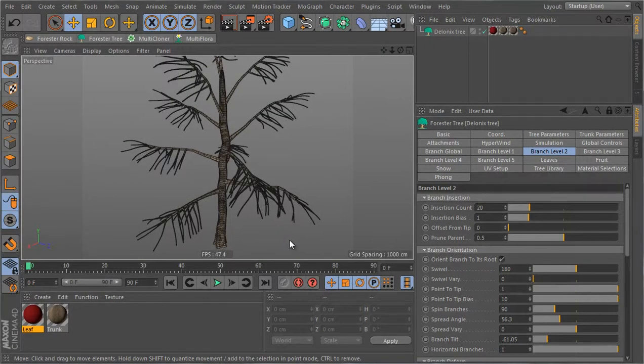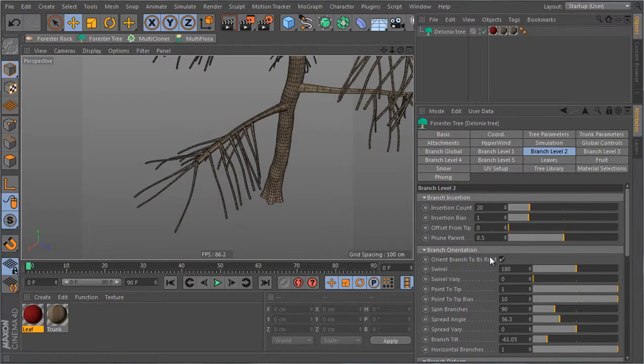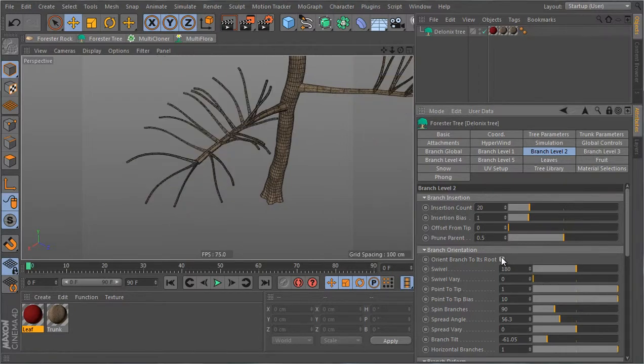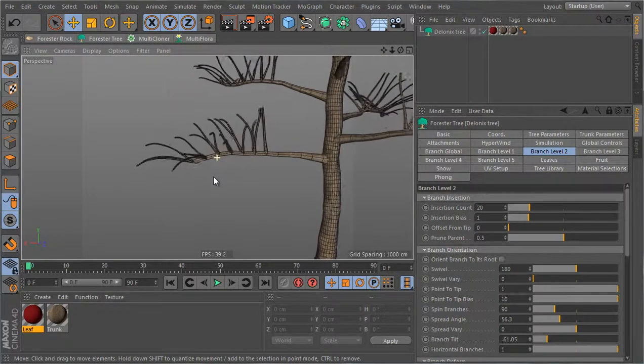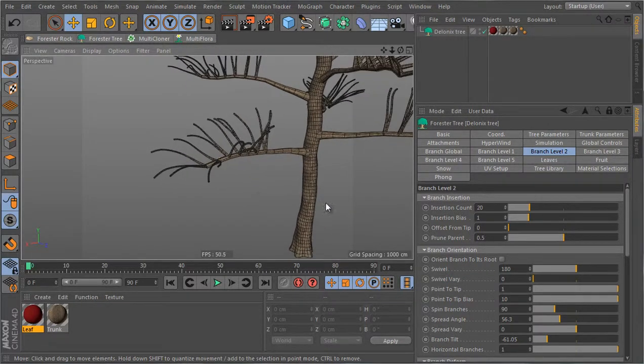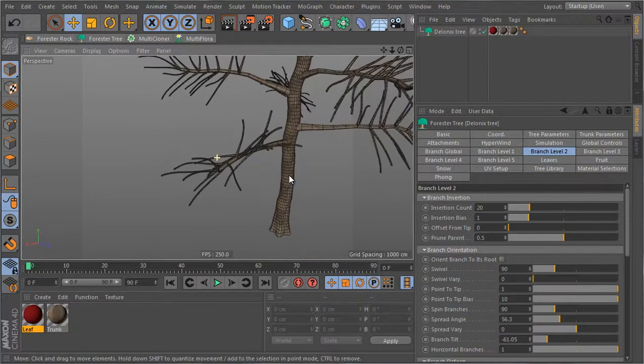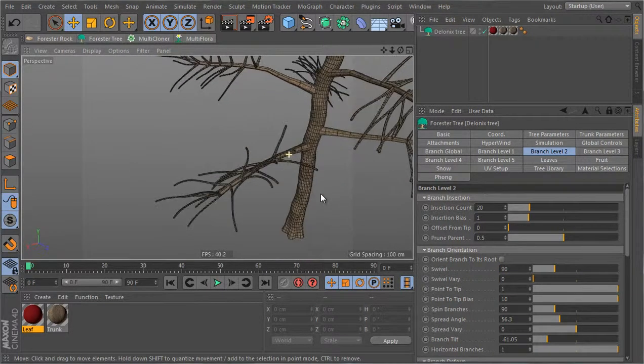Continuing on with the orientation parameters for branches. The next parameter that we have is the orient branch to its roots. If I uncheck this, it means that the branches are going to have their orientation, which follows the swivel angle, regardless of the parent orientation.